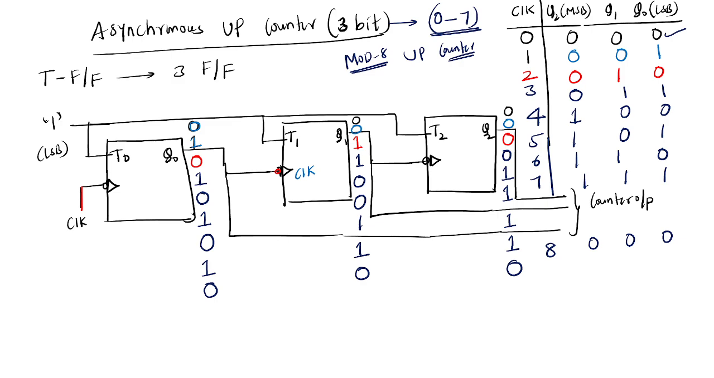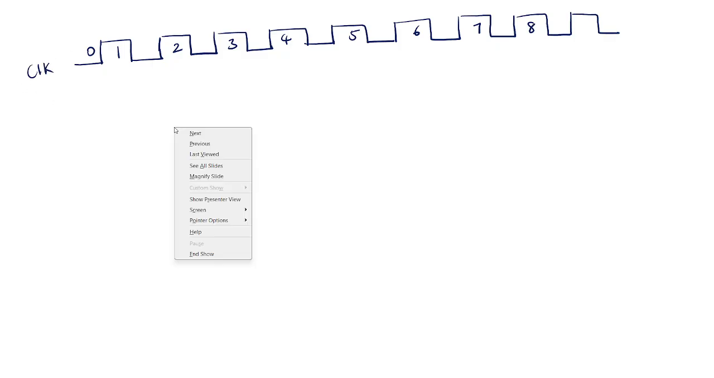So here, suppose you want to draw the timing diagram. First I am drawing the clock. This is 0, 1, next 2, 3, 4, 5, 6, 7. Let us take till 8. This is the clock.